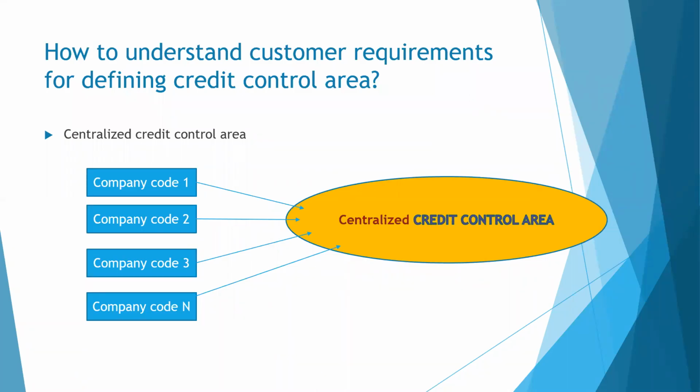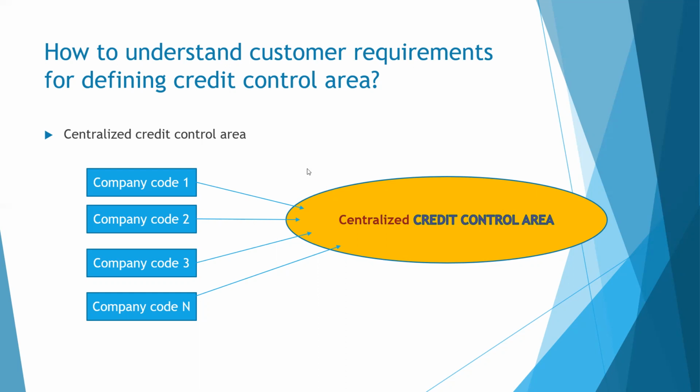So in this session, I would like to tell how to understand credit control area requirements for your customers. If you become a consultant, certainly you have to understand the client requirements before proceeding with any configuration. If you see company code 1, company code 2, company code 3, you define n number of company codes. But I have only one credit control area. This is centralized credit control area.